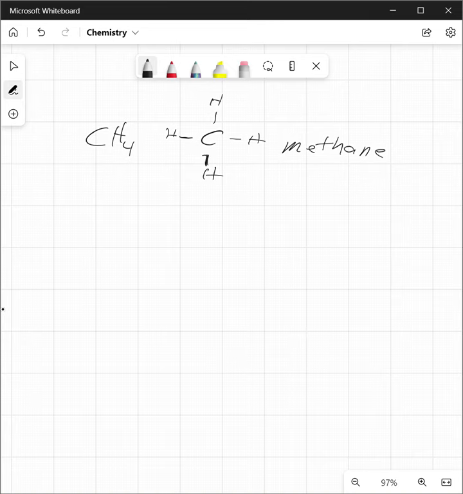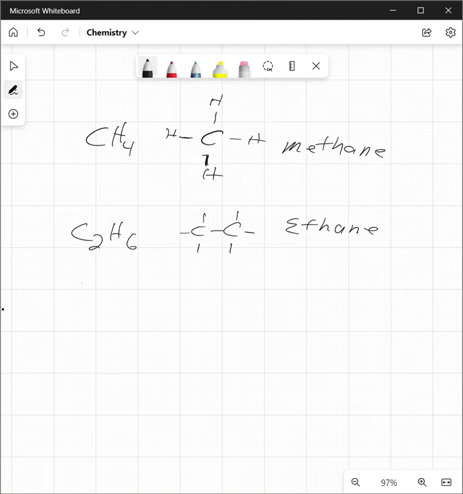Okay. And C2H6. So we have meth, eth, prop, and but. That's 1, 2, 3, 4 carbons. We draw that. One carbon, 2 carbons, and I won't put all the hydrogens on, those are just single bonds to other hydrogens. That's ethane.